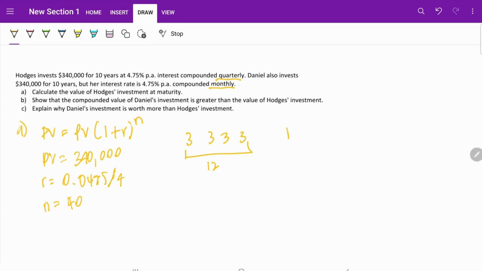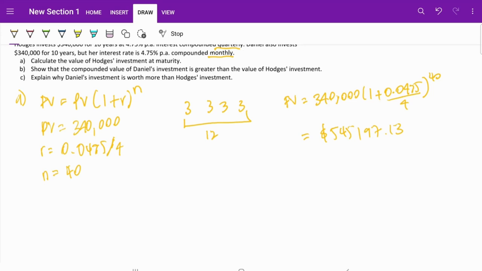So we've got FV equals 340,000 in brackets 1 plus 0.0475 on 4 to the power of 40. And this should just give you $545,197.13. So that is the amount or value of Hodges' investment at maturity.